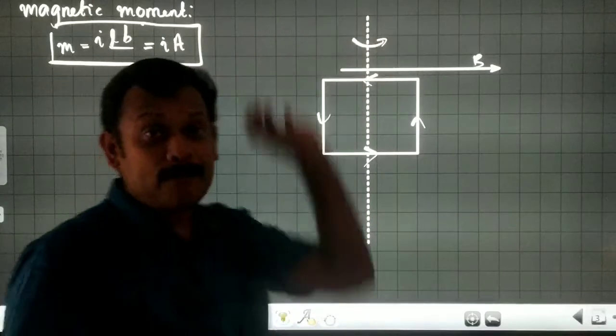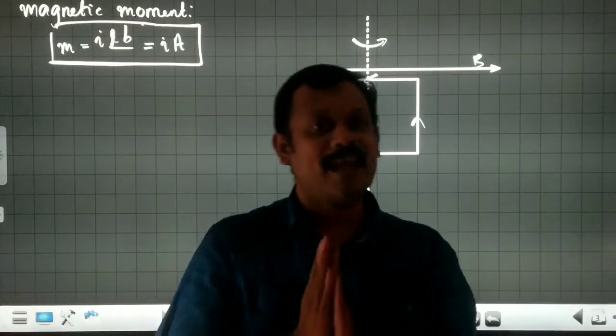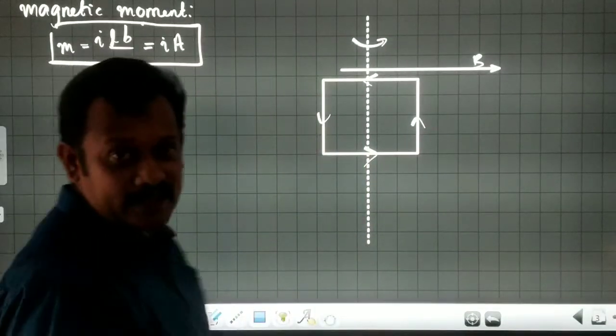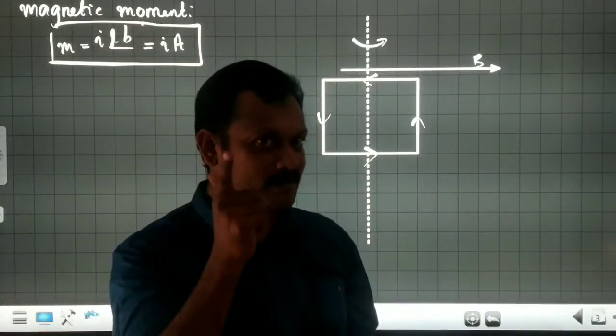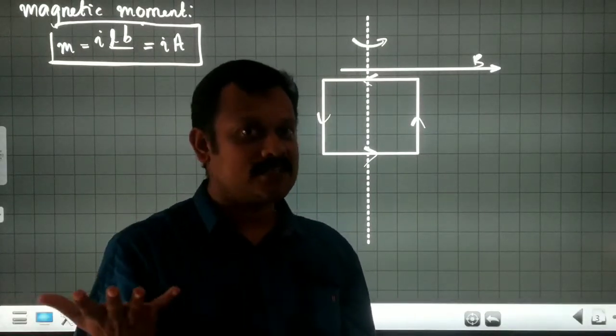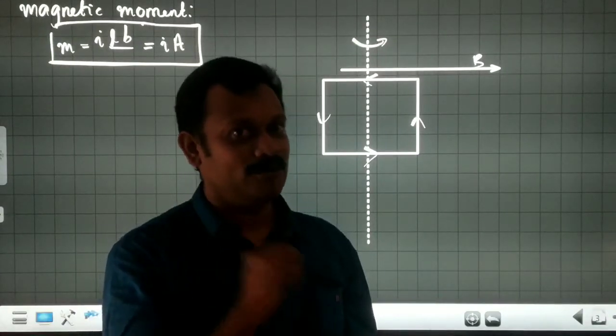Is it M cross B or is it B cross M? This is the question to be answered now. How do we determine the direction of the magnetic moment? There is a very simple rule for a closed loop. To determine the magnetic moment, we have a very simple rule, also called the right hand rule.